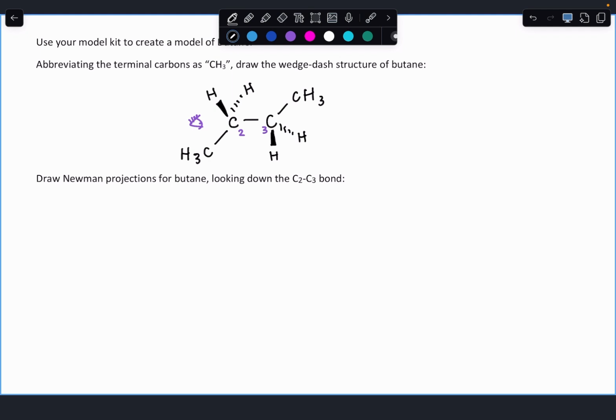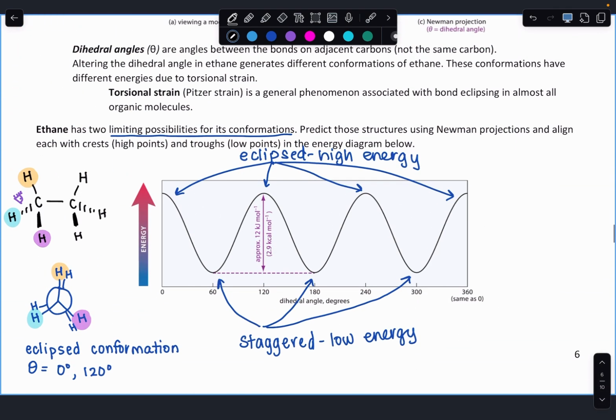You want to think about this wedge dash, it doesn't look exactly the same as the other one we did. So the Newman projection won't be the same. A big difference is the straight line bond for the front carbon here is pointing down, whereas the one we did up here, the straight line bond was pointing up. So the front carbon will have a bond pointing straight down for the butane Newman projection.